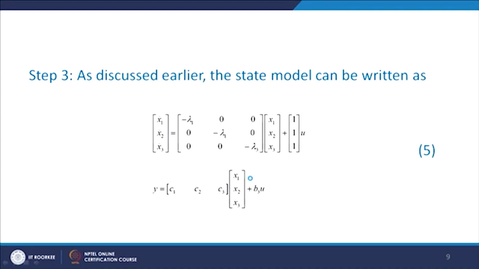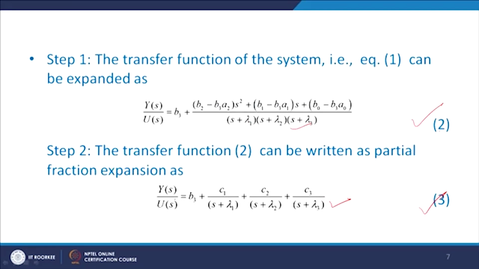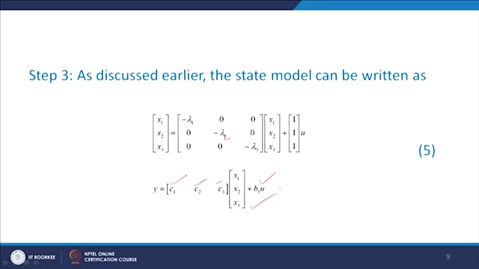As discussed earlier, the state model can be written as x1 dot equals minus lambda 1 x1 plus u, x2 dot equals minus lambda 2 x2 plus u, and x3 dot equals minus lambda 3 x3 plus u, with input matrix 1 1 1. And what is the output? The output is C1 C2 C3 times x1 x2 x3. Now what is the additional thing that has happened? Here we have got B3 into u. That means this y, we write in terms of B3 into u of s. So in the output, along with C1 C2 C3, we are getting B3 into u.